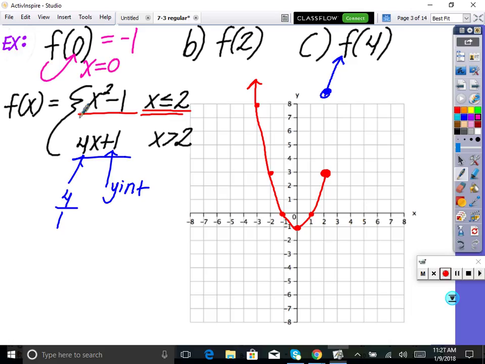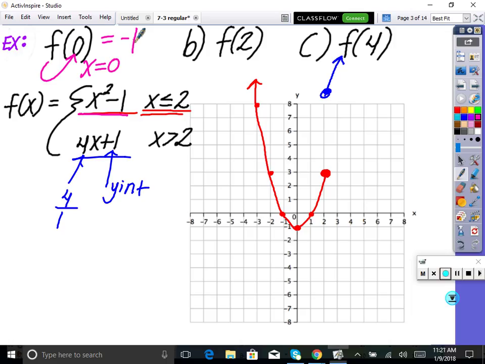It says, this is our function for any x value that is less than or equal to 2. Is 0 less than or equal to 2? Yeah, so we would plug it in right here. Now, is 0 greater than 2? No, so we would not plug it in here. We would only plug it in here. Look, 0 squared minus 1 is -1, so it does work out.